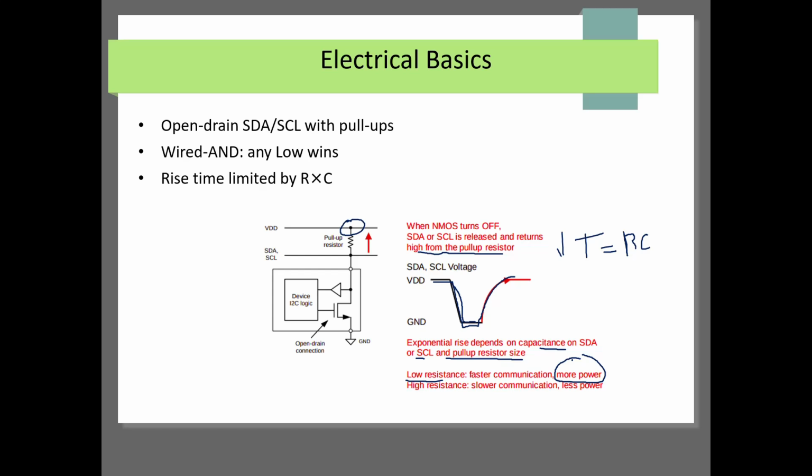If resistance is high, then delay is also high. High delay means the communication is slower, because it depends upon the delay, which depends upon the capacitance and resistance. Therefore the communication is slower, and if communication is slower, the energy consumption is also low. That's why power consumption is also low. Okay, these are the electrical basics.